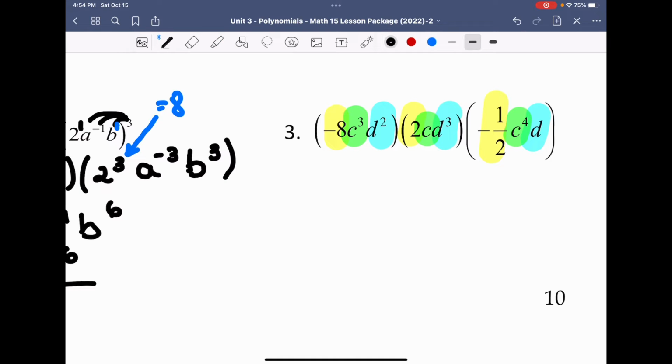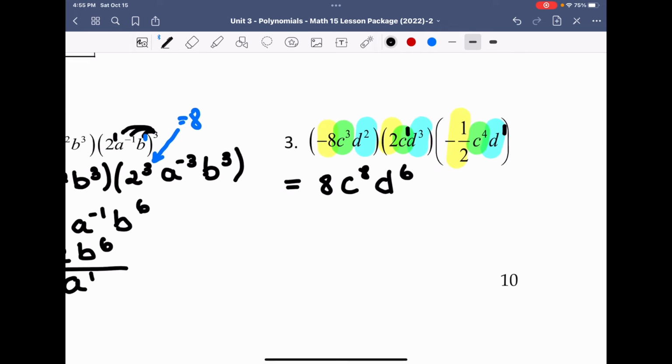By doing this organizational strategy, now I can go, well, negative 8 times 2 is negative 16. Negative 16 times a negative half. A negative and a negative become positive, and 1/2 times 16 is 8. Now, I keep my common base and I say c^3, c^1, and c^4. That's going to add up to be c to the positive 8. I have d, which is the common base, d^2, d^3, and d^1. This is going to add up to 2 plus 1 plus 3. That's equal to 6. And there's our final solution there.